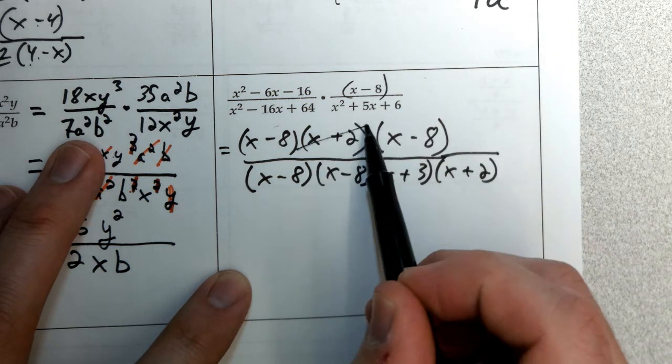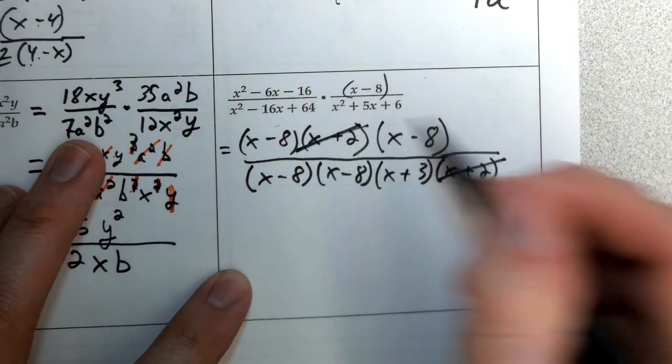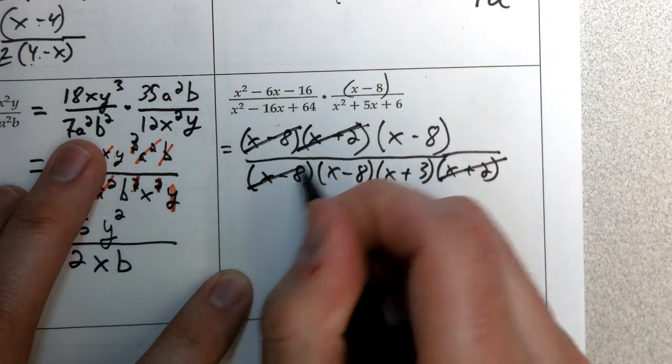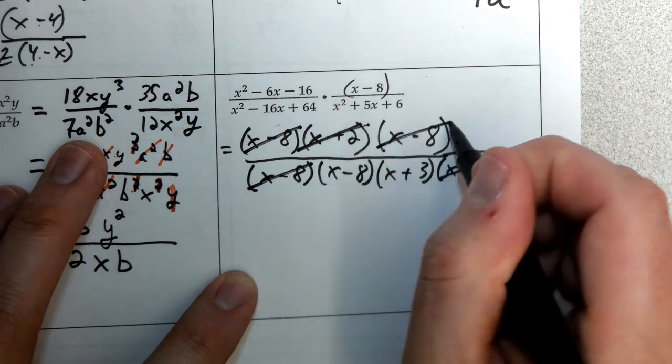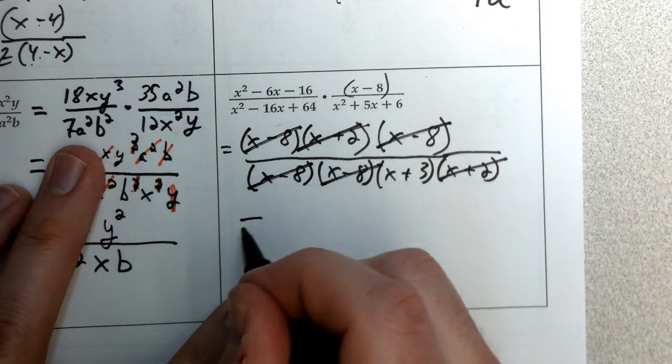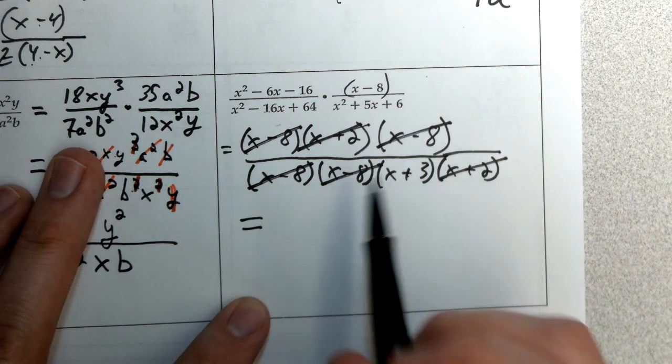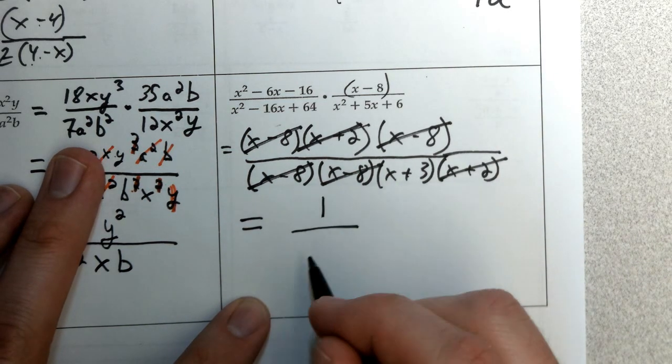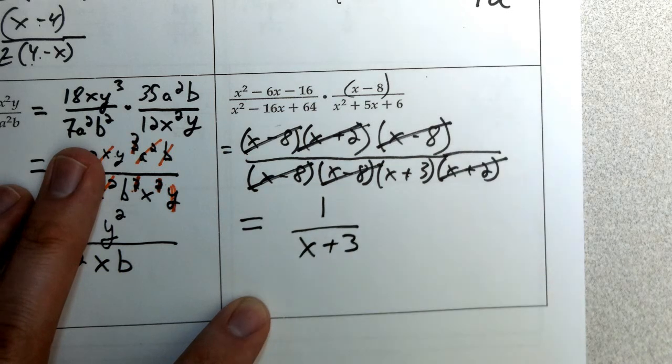And so I have x plus 2 over x plus 2 simplifies to 1. I have an x minus 8 over an x minus 8, those simplify to 1. An x minus 8 over an x minus 8 simplifies to 1, and I'm left with just x plus 3 in the denominator. So, because everything on top simplified to 1, I just have 1, and then x plus 3 in the denominator. Right? And that's it for that one.